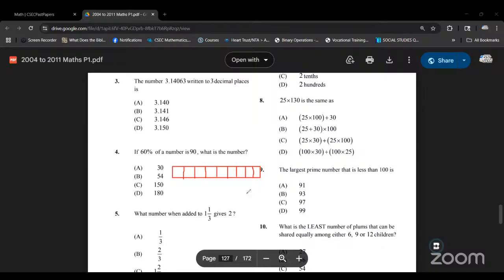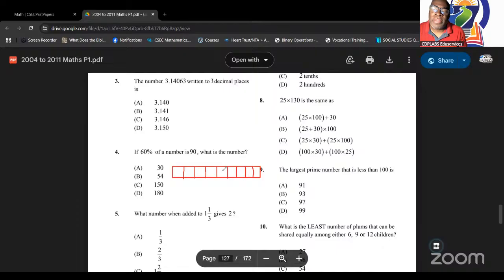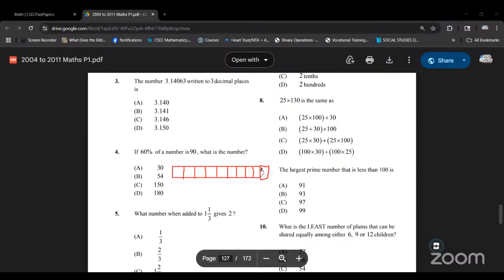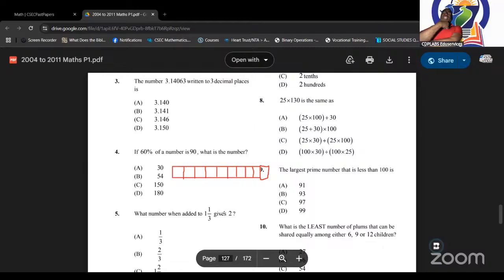Nine, sir? Sure, let's check it again. 1, 2, 3, 4, 5, 6, 7, 8, 9. So let's draw another one, another piece. So now we have 10. So what we're saying now is that 6 of these smaller rectangles adds up to 90.